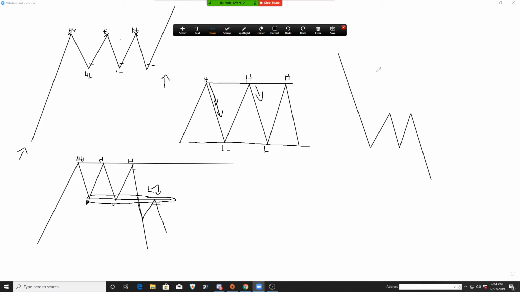Now, last but not least is price when it ranges in a downtrending market. Typically, when you'll see price form a lower low, then a lower high, then you'll see a low, then a high. Typically, price should break out to the downside actually, but you never know what price is really going to do.